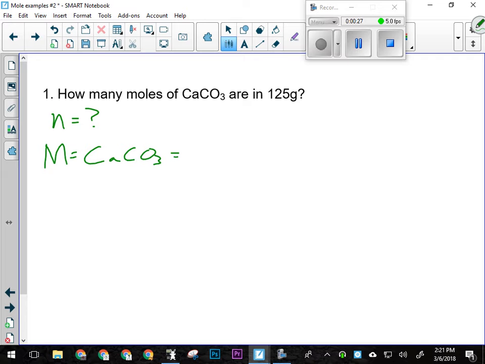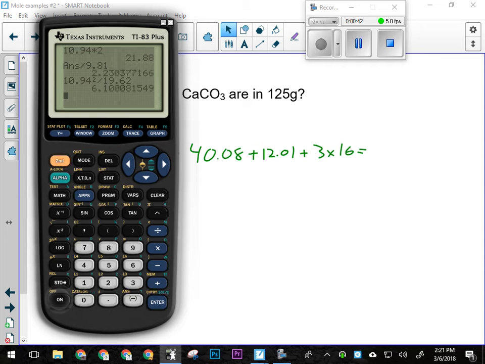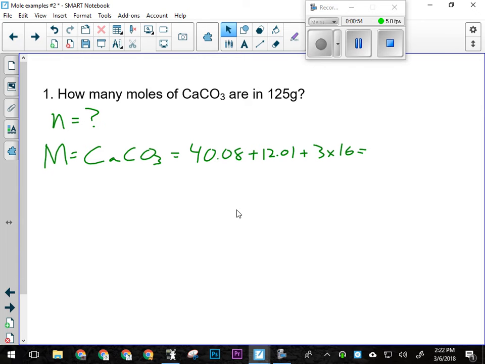All right, so calcium, we got 40.08. There's only one calcium. There's one carbon, 12.01, and there are 3 oxygens. To get our molar mass, we've got to put those together. So 40.08 plus 12.01 plus 48, that's 3 oxygens. So 100.09 grams per mole. And then they tell us that we have 125 grams. So that's little m. That would be 1 mark.